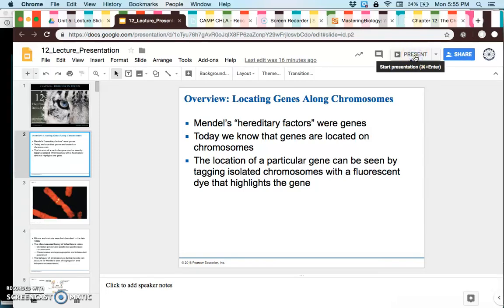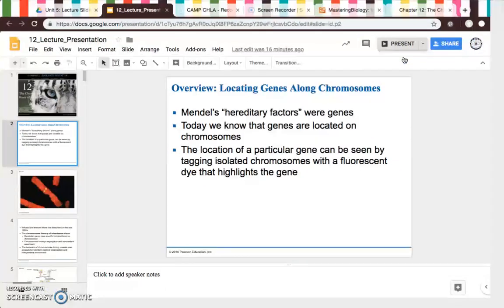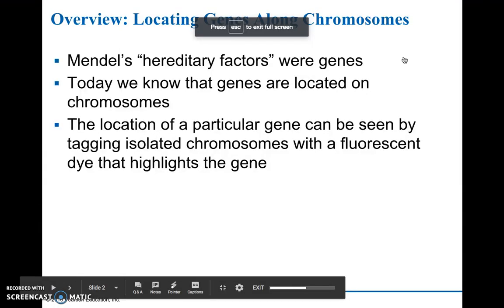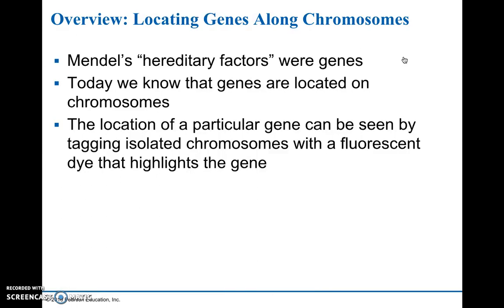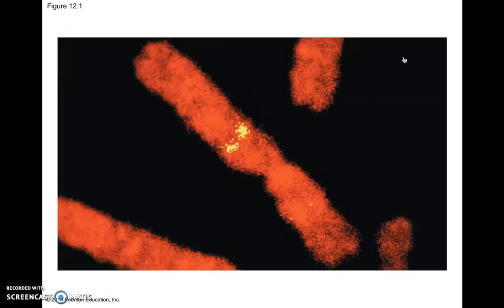So chapter 12 focuses on what's known as the chromosomal basis of inheritance. And Mendel, when he did his experiments, remember he's the one that discovered these hereditary factors, which we now call genes. And we now know that genes are located on chromosomes. Our technology has advanced to such a state that we can actually identify the location of particular genes on the chromosome. So you can see here, they've highlighted an area of the chromosome that isolates the gene they're looking at.